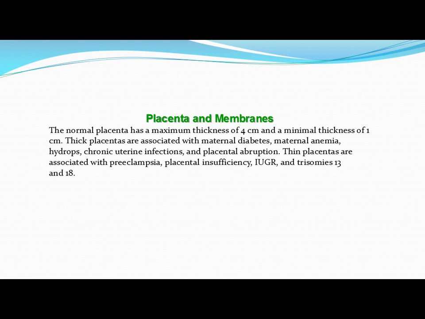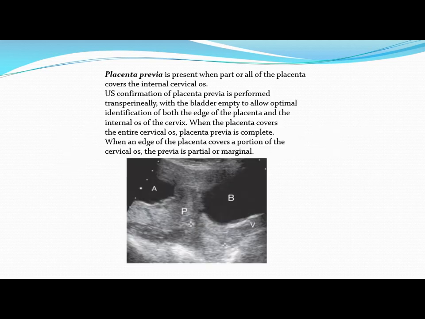Placenta and membranes. The normal placenta has a maximum thickness of 4 cm and a minimal thickness of 1 cm. Thick placentas are associated with maternal diabetes, maternal anemia, hydrops, chronic uterine infections, and placental abruption. Thin placentas are associated with preeclampsia, placental insufficiency, IUGR, and trisomy 13 and 18.